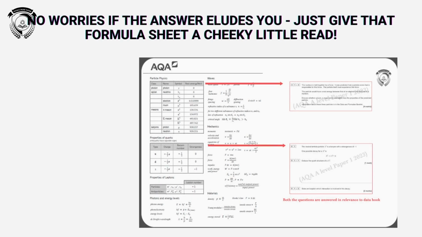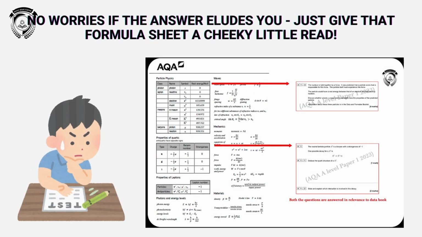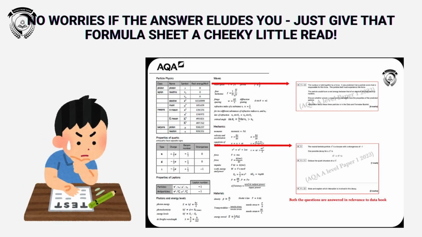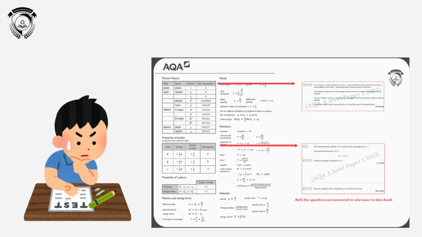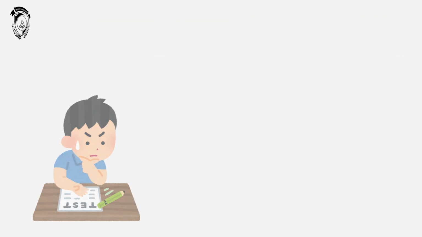You have to discuss whether a muon or a pion has the properties of a predicted particle, and they have even mentioned that you have to use the data and formula booklet. So you have to use your own knowledge and then the data booklet to find the answer. In the second example, you have to work out the quark structure. You can work out that quark structure by using the properties of quarks which are mentioned in the formula sheet, and then you can work out the quark structure of an unknown particle. In this case, it's a lambda neutral particle.